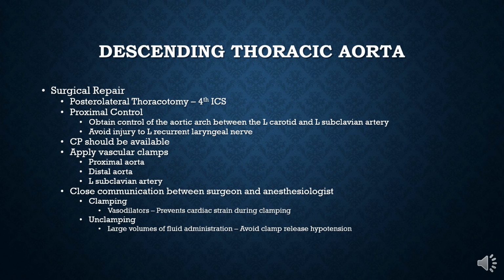For the surgical repair, we do a posterolateral thoracotomy from the fourth intercostal space. Proximal control is obtained at the aortic arch between the left carotid and left subclavian artery; avoid injury to the left recurrent laryngeal nerve. CPB should be available. Apply vascular clamps to the proximal aorta, distal aorta, and left subclavian artery. Maintain close communication between the surgeon and anesthetist. During clamping, give vasodilators to prevent cardiac strain, and at unclamping give large volume fluid administration and avoid clamp-release hypotension.